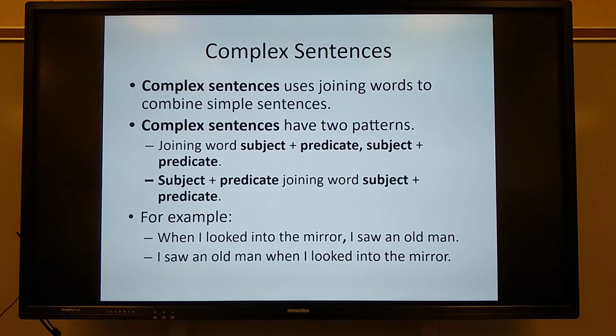The second example: I saw an old man when I looked into the mirror. This is the pattern: subject, predicate, joining word, subject, predicate. The joining word in both of those sentences is when.